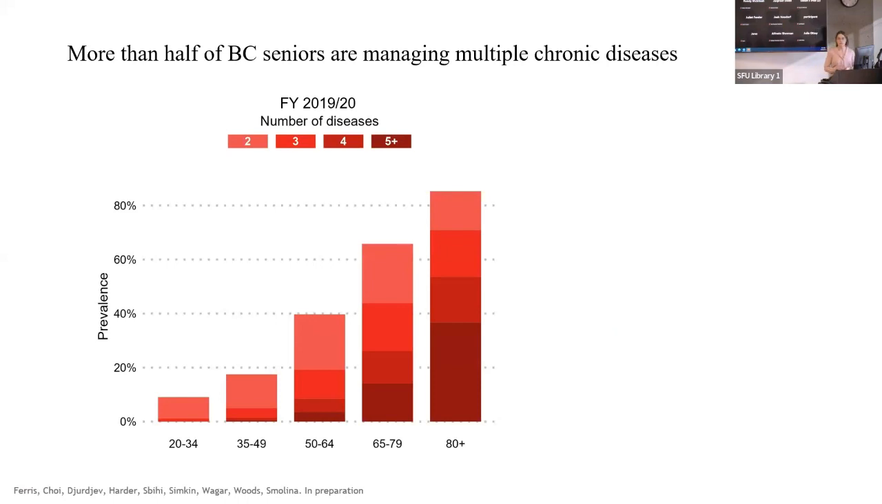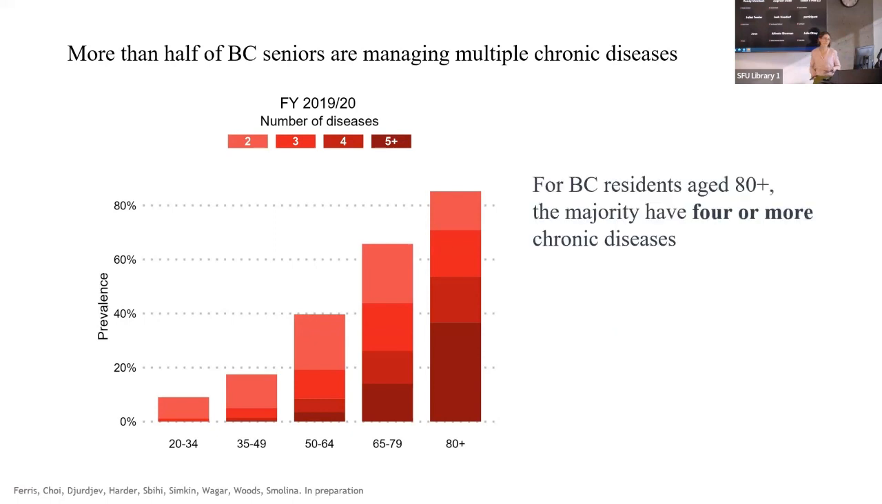And this prevalence changes dramatically with age. As you get older, you're more likely to have 2 or more chronic conditions, and in fact, more than half of older adults in BC are managing more than one chronic condition. And strikingly, for our oldest members of our population, the majority have 4 or more chronic conditions. So, a dramatically increased complexity of care in the context of aging.